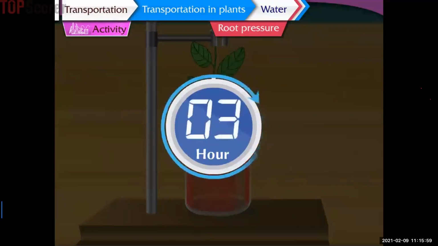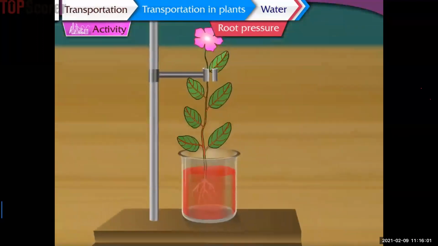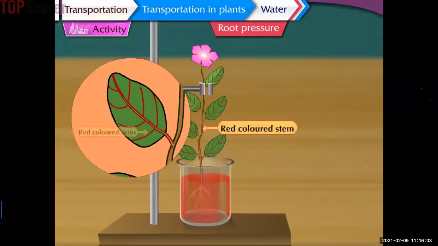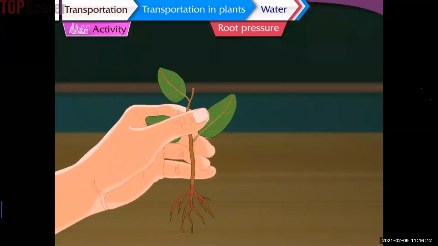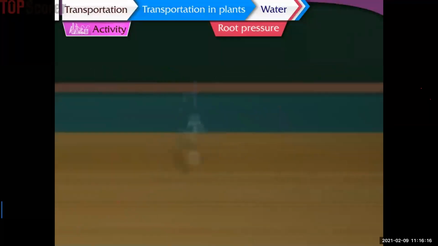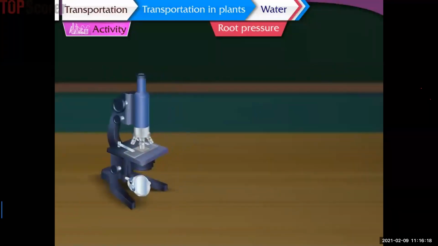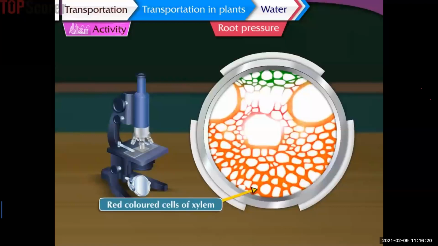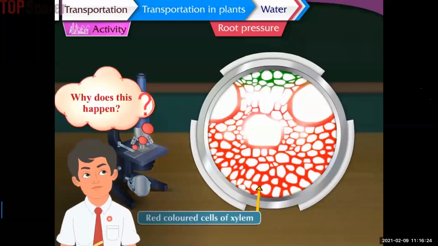After 2 to 3 hours, we shall observe the stem of the plant and the veins of the leaves. We see that the stem of the plant and the veins of the leaves have become red. Now let us take a thin transverse section of the stem of the plant and observe it under the compound microscope. We can see that the cells of xylem have become red in color. Why does this happen?